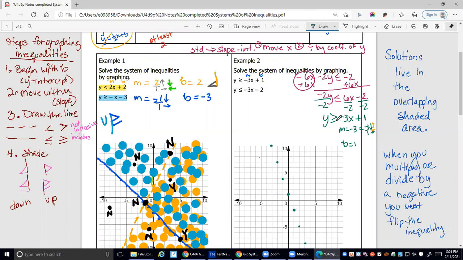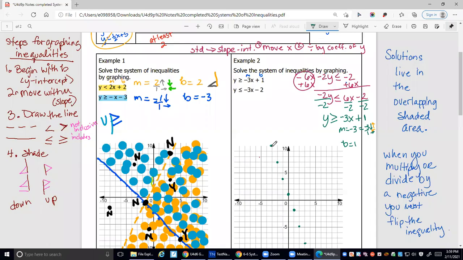All right, ladies and gentlemen, I have a greater than or equal to sign. So I want to know two things in the chat. Is it going to be solid or dashed? And then tell me if I'm going to shade up or shade down. I'll give a little opportunity for everybody to answer.